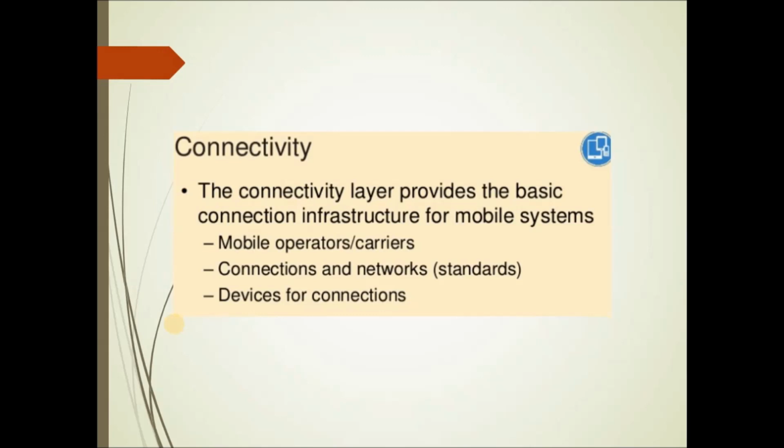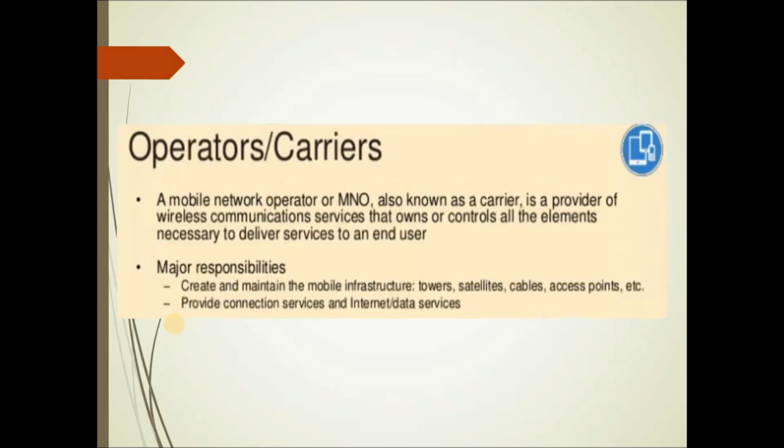So what about the connectivity layer? Mobile operators are there, connections and networks are there, and devices for connections are there. Operators or carriers: so what about the operators? A mobile network operator, or MNO, also known as the carrier, is a provider of wireless communication services that owns or controls all the elements necessary to deliver services to an end user.